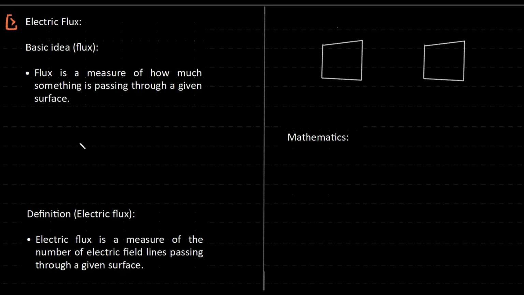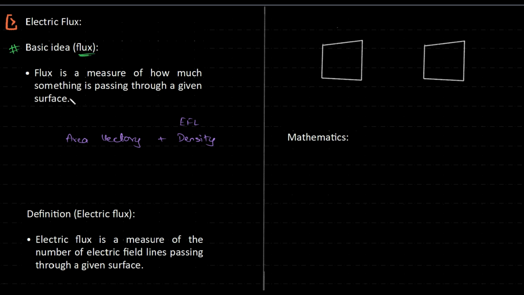In this video, we are combining the idea of area vector and density. More specifically, electrical field line density. So that is with the help of electric flux.